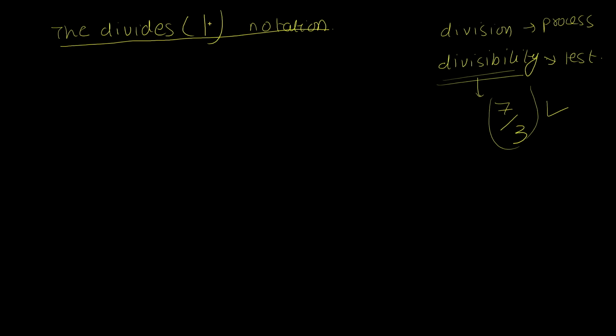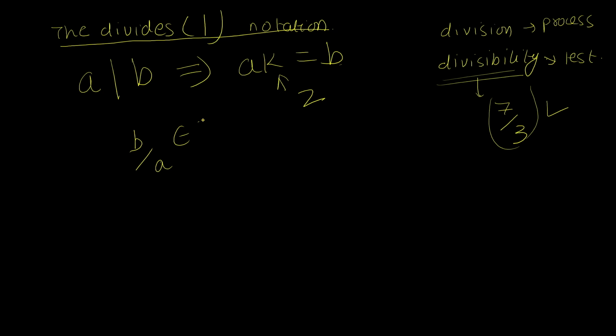And that's the context for our divides notation. We say that A divides B if multiplying A with something will result to B, right? So basically A divides B means A times some K equals B, right? And K would be any integer. And that is also the formal definition of divisibility. We say that A divides B if A times some constant K is equal to B. And of course, an alternative way to mention the same thing would be B by A is an integer.